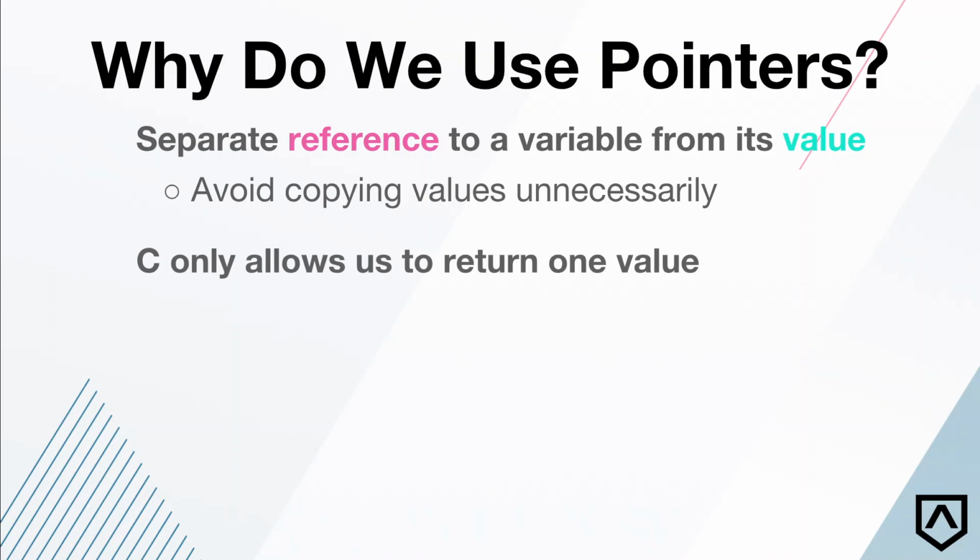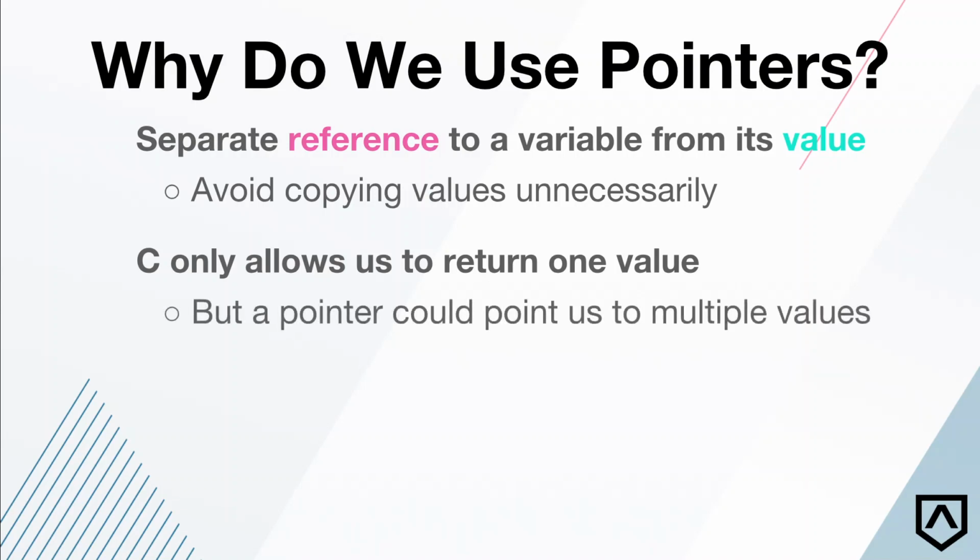In C functions that we write, we're only allowed to return one value. So if we have a set of values that we want to be able to reference after a function has returned, we could return a pointer that points to the first value, and then we could use something like pointer arithmetic, which we'll talk about later in a separate video, to access all the subsequent values. So it can be a way to point us to a block of values, even though we're only allowed to return a single value, okay?